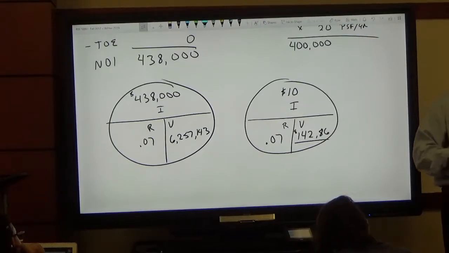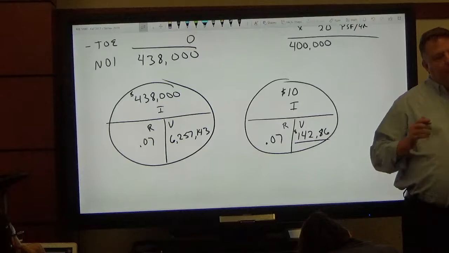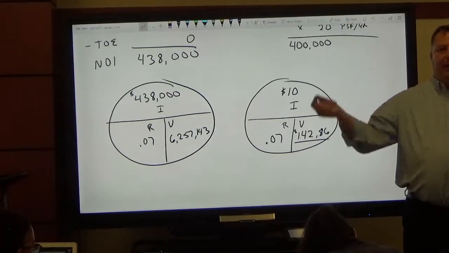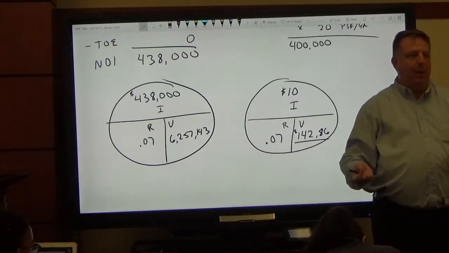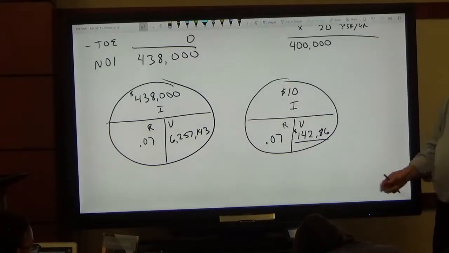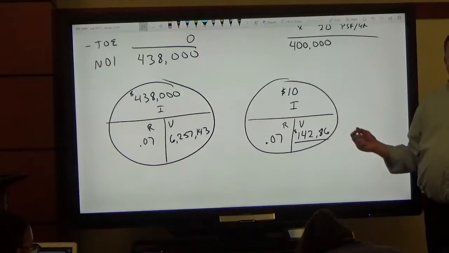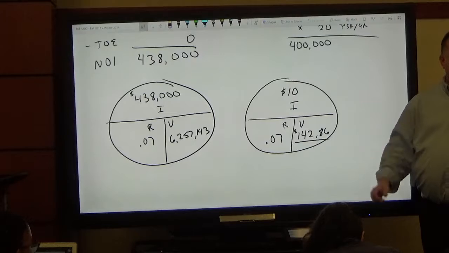So my point is this, and this is how important this is. If you can raise your rents just a little bit and generate just a little bit more income, and shave off your expenses just a little bit, that can have a potentially huge impact on the underlying value of this asset. Does that make sense, everybody? Yes or no?